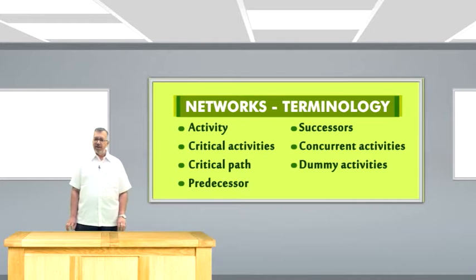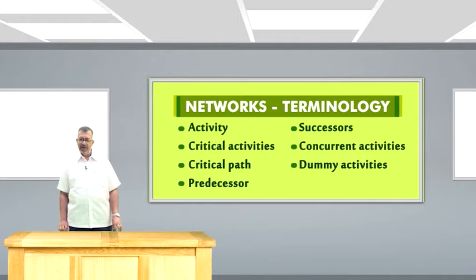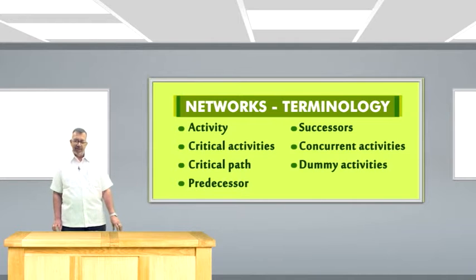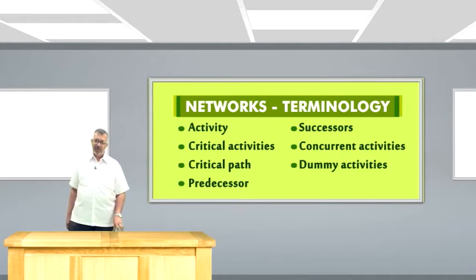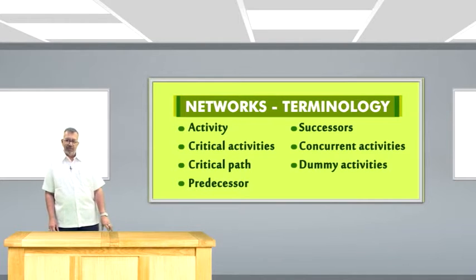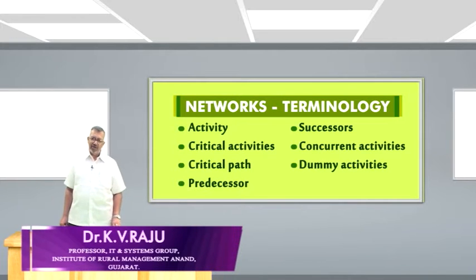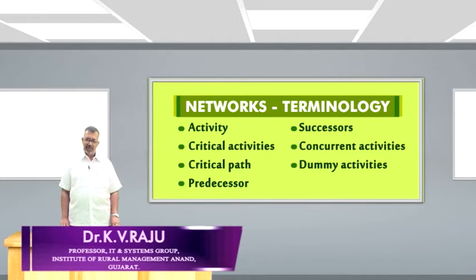We also speak about predecessor events and successor events. That means some of the events will occur before certain activities can begin, and some of them will occur only after these activities are done. This is how the predecessor and successor are decided, and sometimes you will see there can be some activities which can be done concurrently. That means we can work on them simultaneously, and there are also dummy activities. And how do we understand these dummy activities?